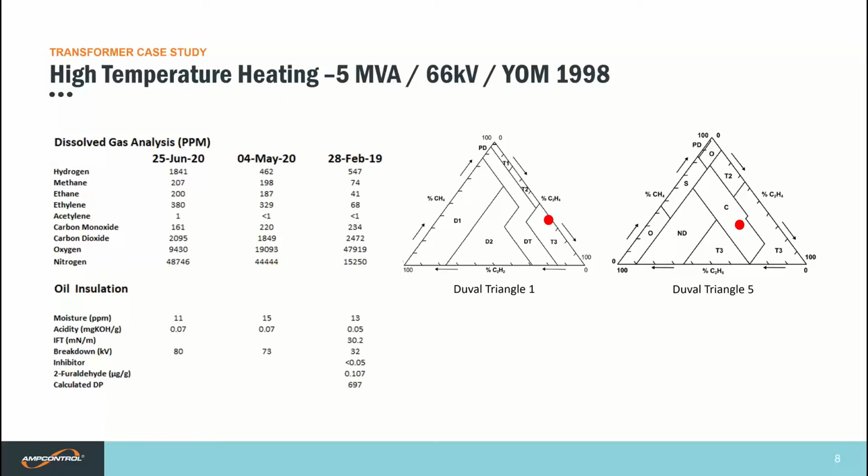So the transformer is 5 MVA, 66 kV primary. It's 23 years old. It's filled with mineral oil. So the paper insulation condition is good based upon the 2019 results. The DP is 697, down to DP values of 600 to 700. The paper's mechanical strength remains similar to new paper. Now the most recent water and breakdown voltage levels are okay.